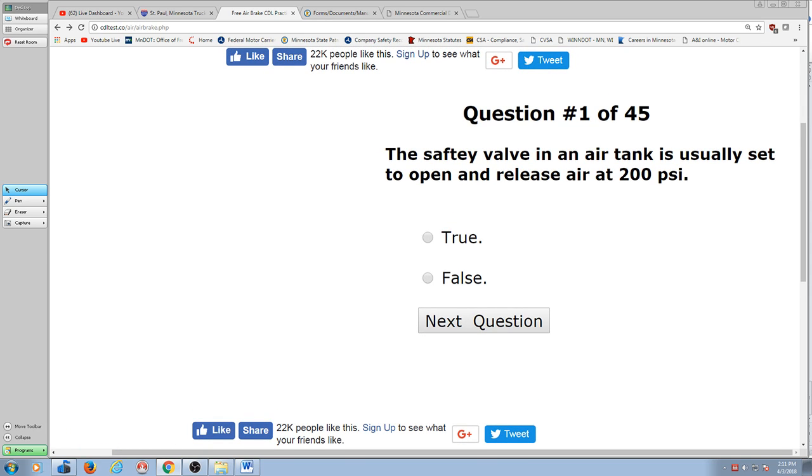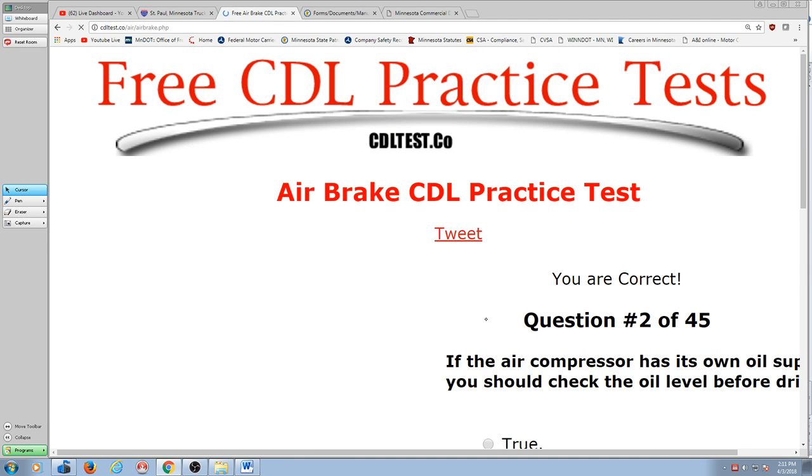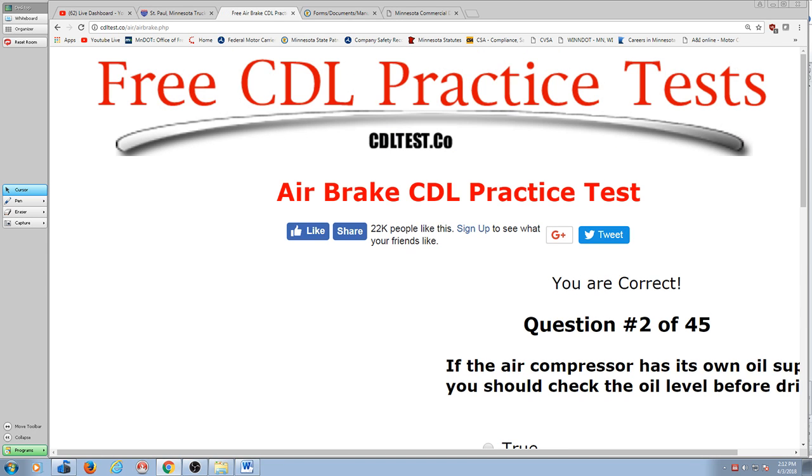The safety valve in the air tank is usually set to open and release air at 200 psi. True or false? False. That is 100% false. If you're getting even 150 pounds of pressure in your air tanks, that's a lot. Generally, I know all of our trucks tap out at about 120, 125. I've never personally been in a truck that tapped out above 140.